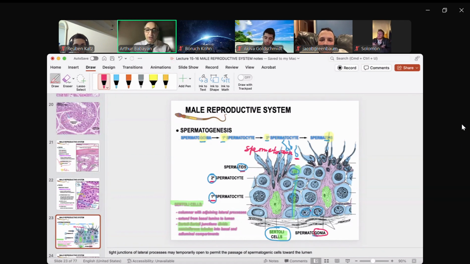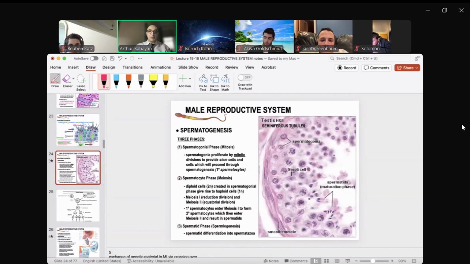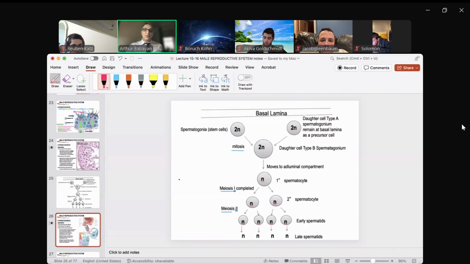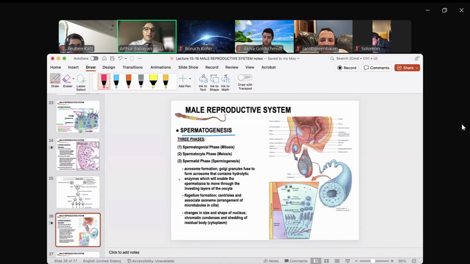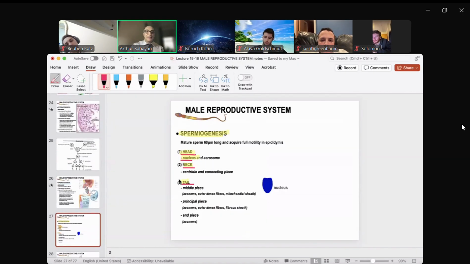Spermatogonium. Look here: spermatogonium, primary spermatocyte, secondary spermatocyte, spermatids, and mature spermatozoa. That is the order. And spermatogenesis is clear. I already explained that.